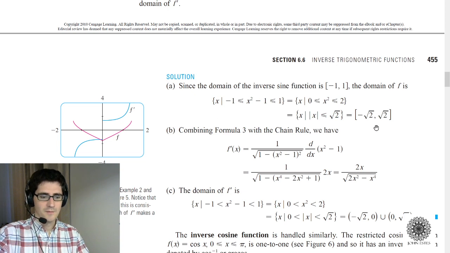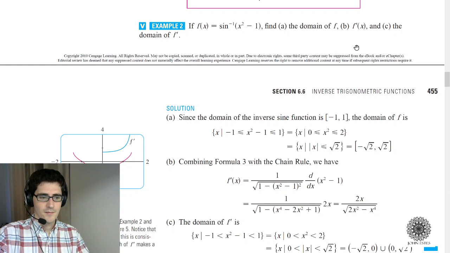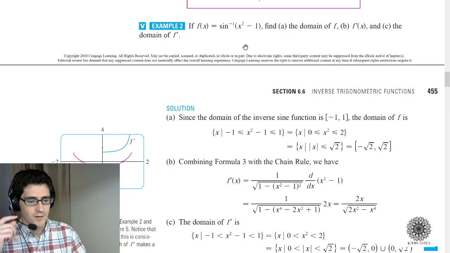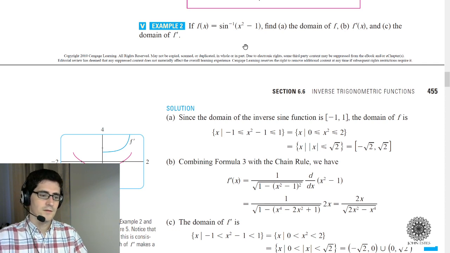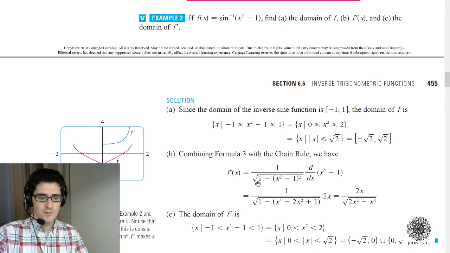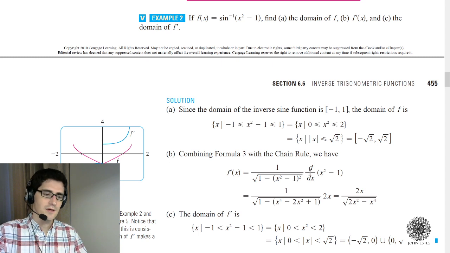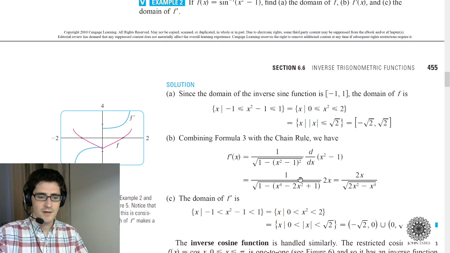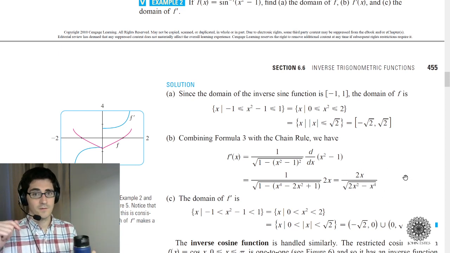So there's our domain. Now, if I do the derivative of sine inverse of x squared minus 1, we have to use chain rule. So first you take the derivative of sine inverse, which is 1 over the square root of 1 minus u squared, here u being x squared minus 1. So notice we get 1 over the square root of 1 minus the quantity x squared minus 1 squared, times then the derivative of what's inside, which would be 2x. So that's where I get this 2x times 1 over the square root of 1 minus, they just squared out this polynomial, and then finally combine like terms, and you get 2x over the square root of 2x squared minus x to the fourth.